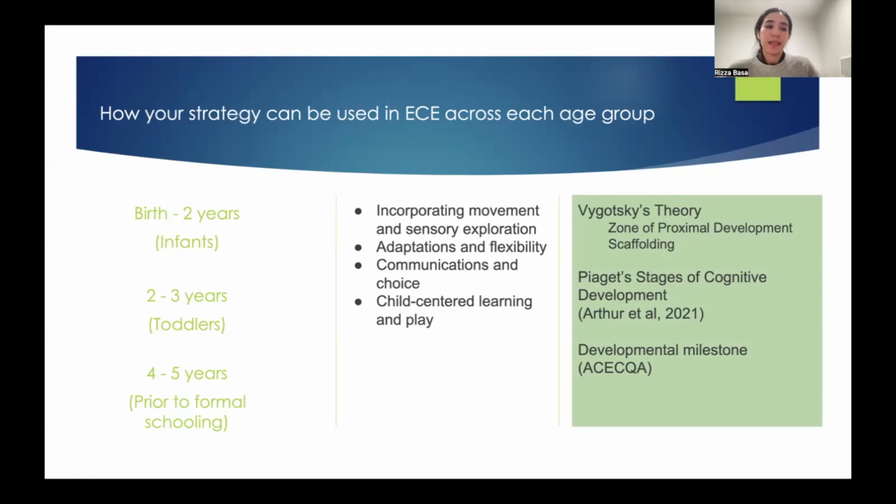Adaptations and flexibility. So introducing concepts that are easy for children to master before moving on to a more complex task. Communications and choice. For example, using choice boards with pictures or symbols for children to select activities based on their interests, or speaking in a child's native language or using sign language as other forms of communication. And lastly, child-centered learning and play. So incorporating children's interests and child-directed play into planning experiences, also providing opportunities for exploration and open-ended play.